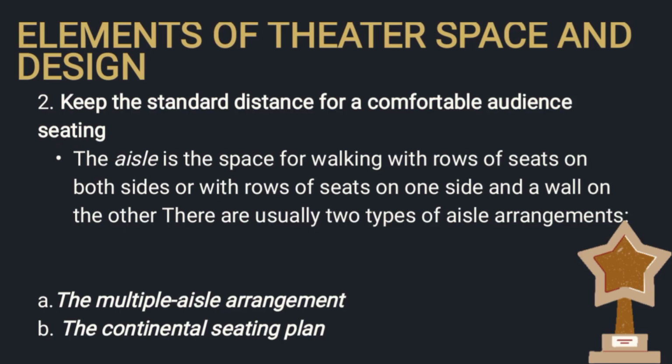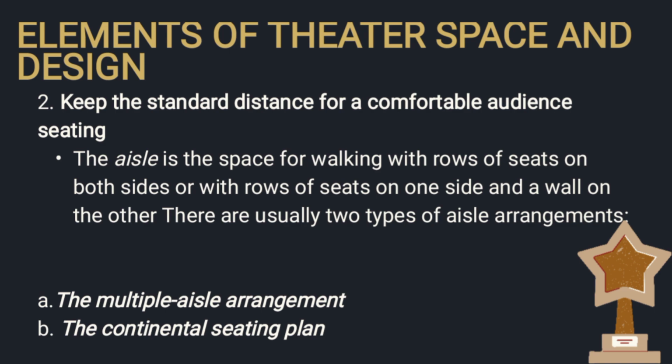Second, keep the standard distance for a comfortable audience sitting. The aisle is the space for walking with rows of seats on both sides or with rows of seats on one side and a wall on the other. There are usually two types of aisle arrangements. These aisles are used to improve the safety of the performers.